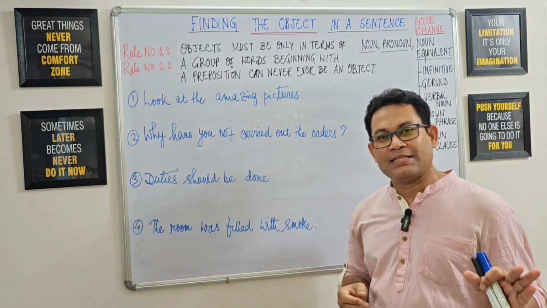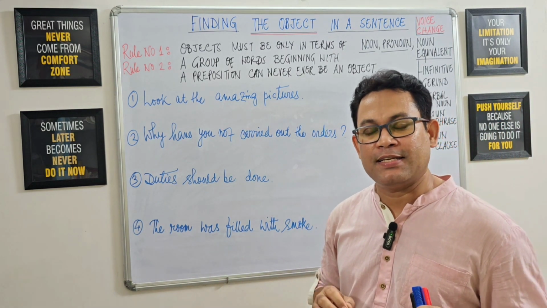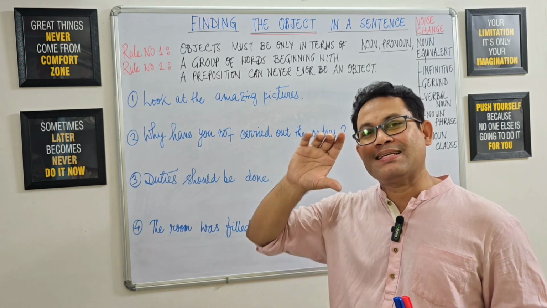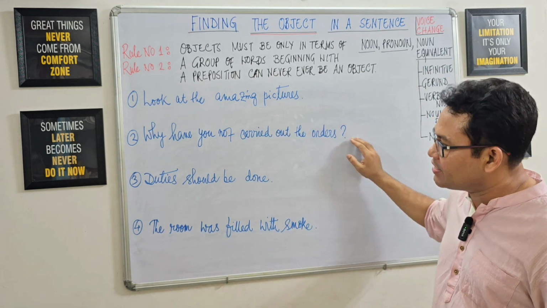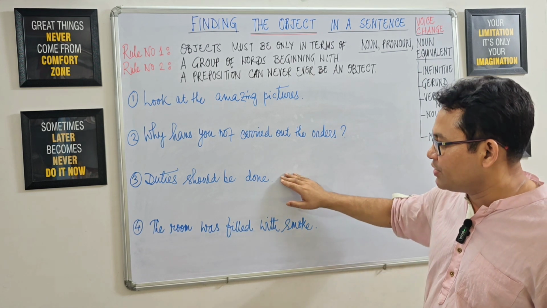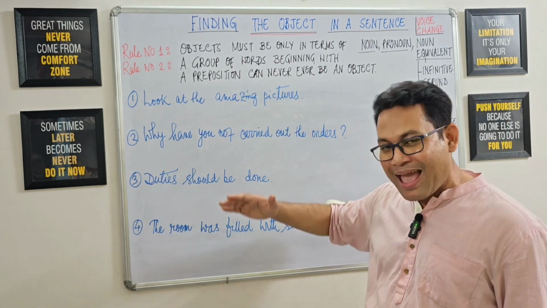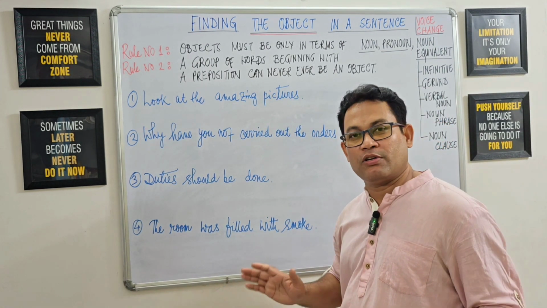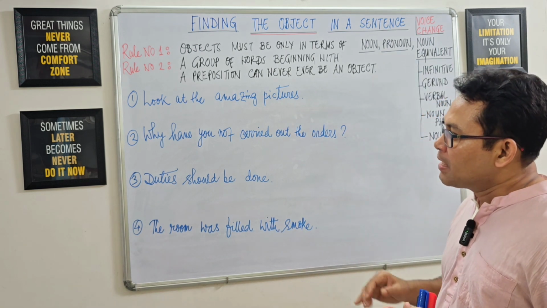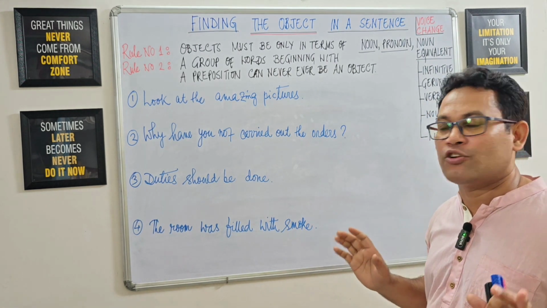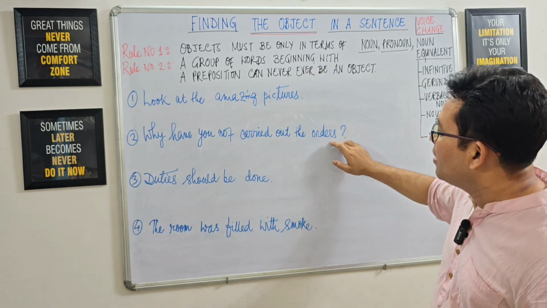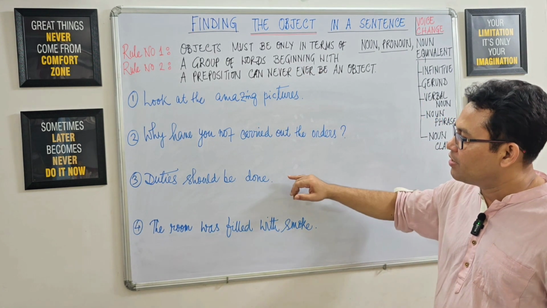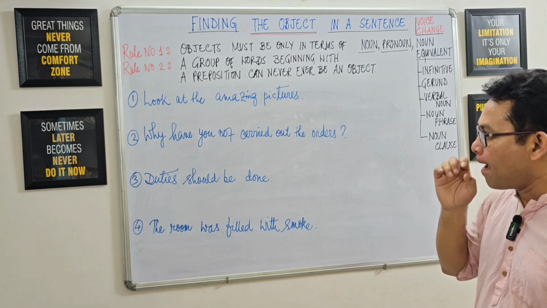Now with regard to voice tense, remember these basics: whenever we get a sentence, be it imperative, be it interrogative, be it assertive, the active voice or the passive voice, whatever the version is, the sentence type must not be changed. That means imperative should remain imperative, interrogative should remain interrogative, assertive should remain assertive.